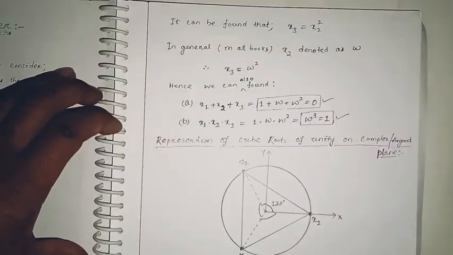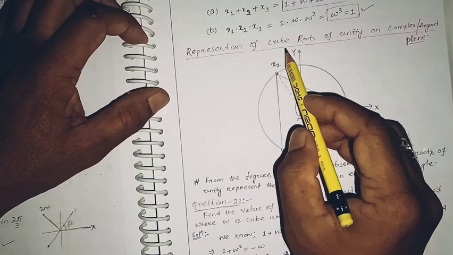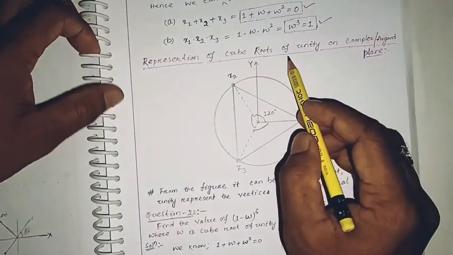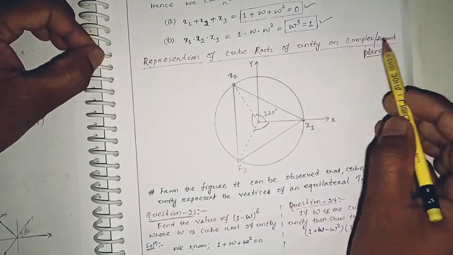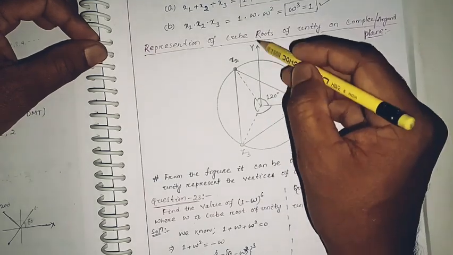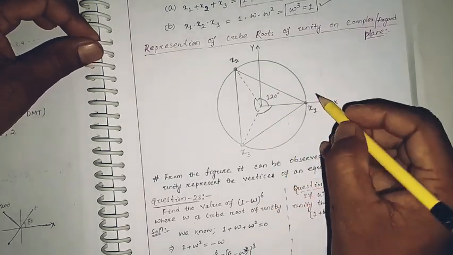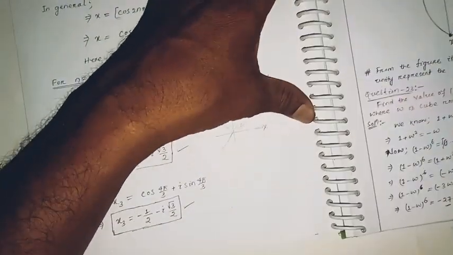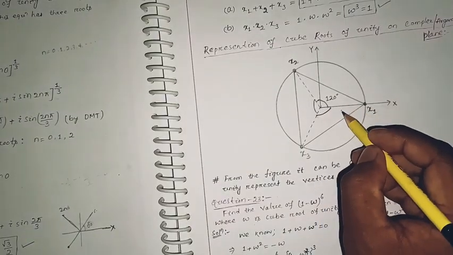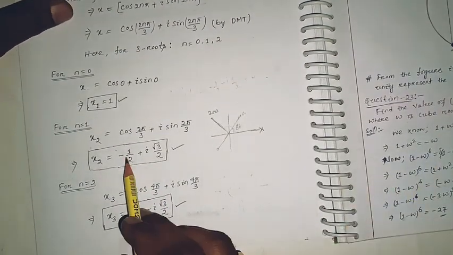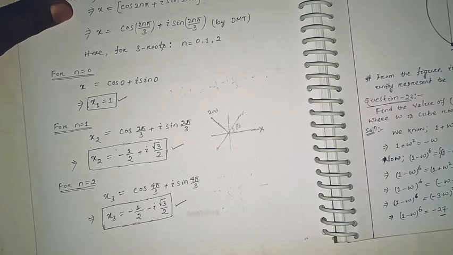Now we are going to represent the cube roots. Here we found the three roots. Now we are going to represent the three cube roots of unity on the complex or Argand plane. So we know that this is your positive real axis, this is your imaginary axis. So x1, that means the first root, we found 1. So 1 will be, suppose here, this length suppose 1. Okay. Now the second root we found minus 1 by 2 plus i root 3 by 2.